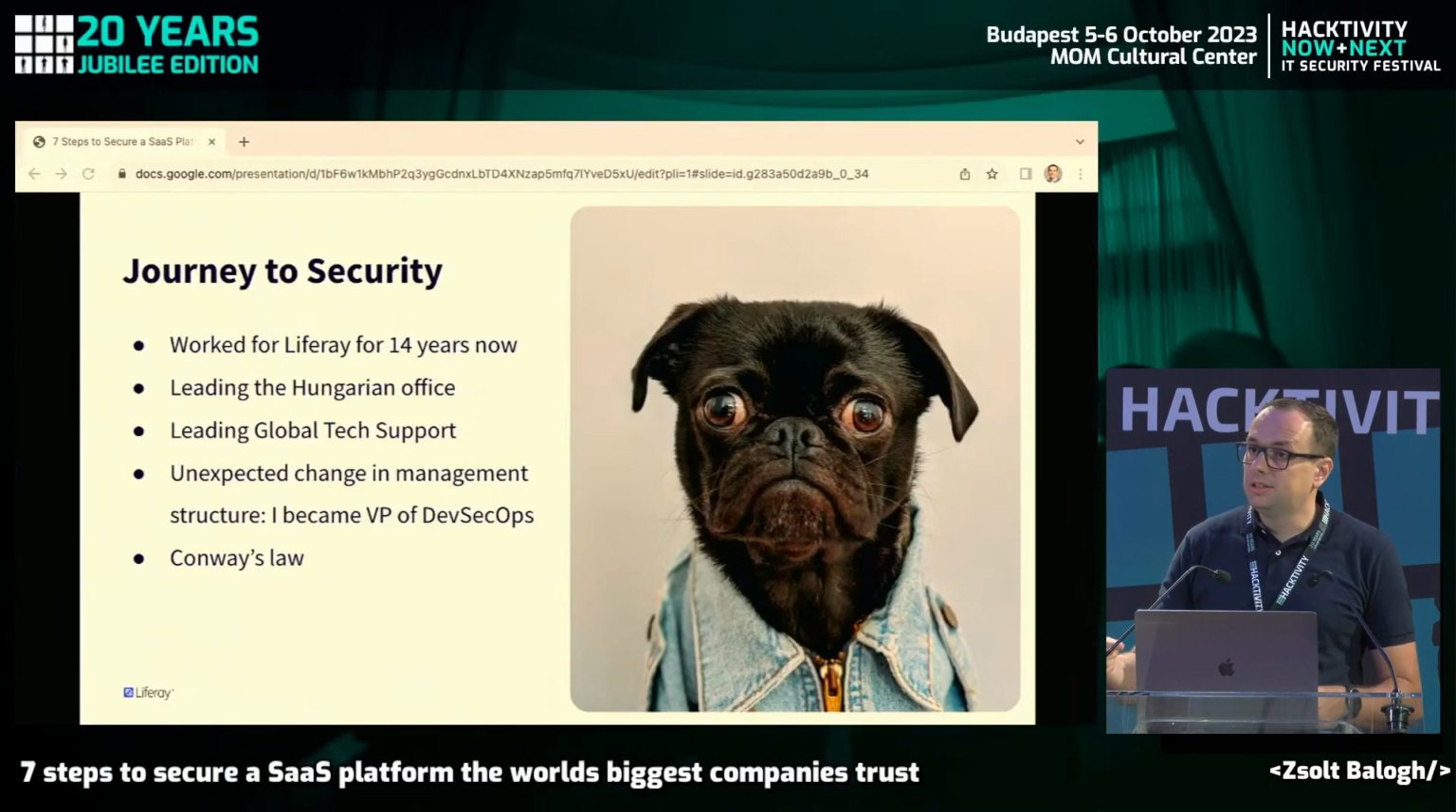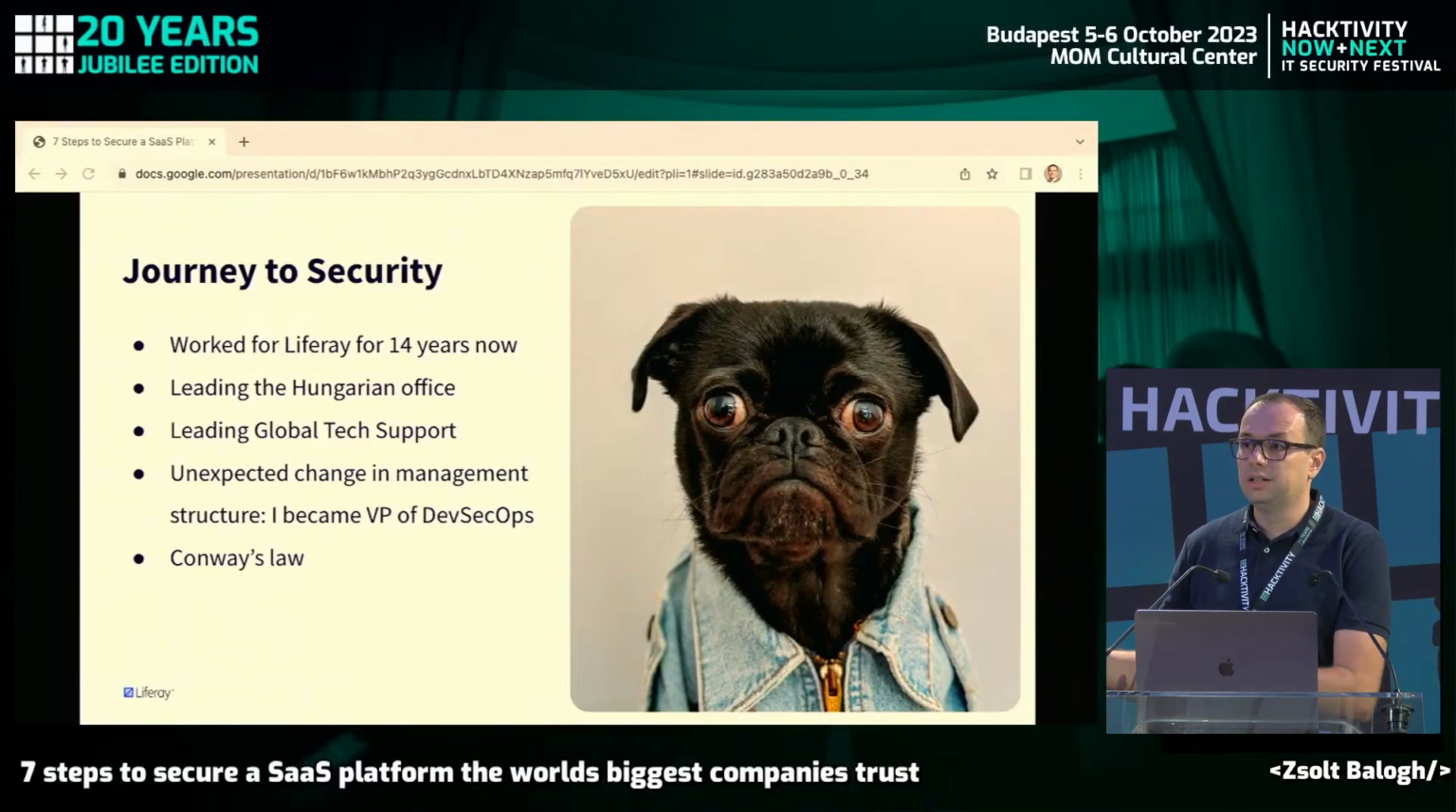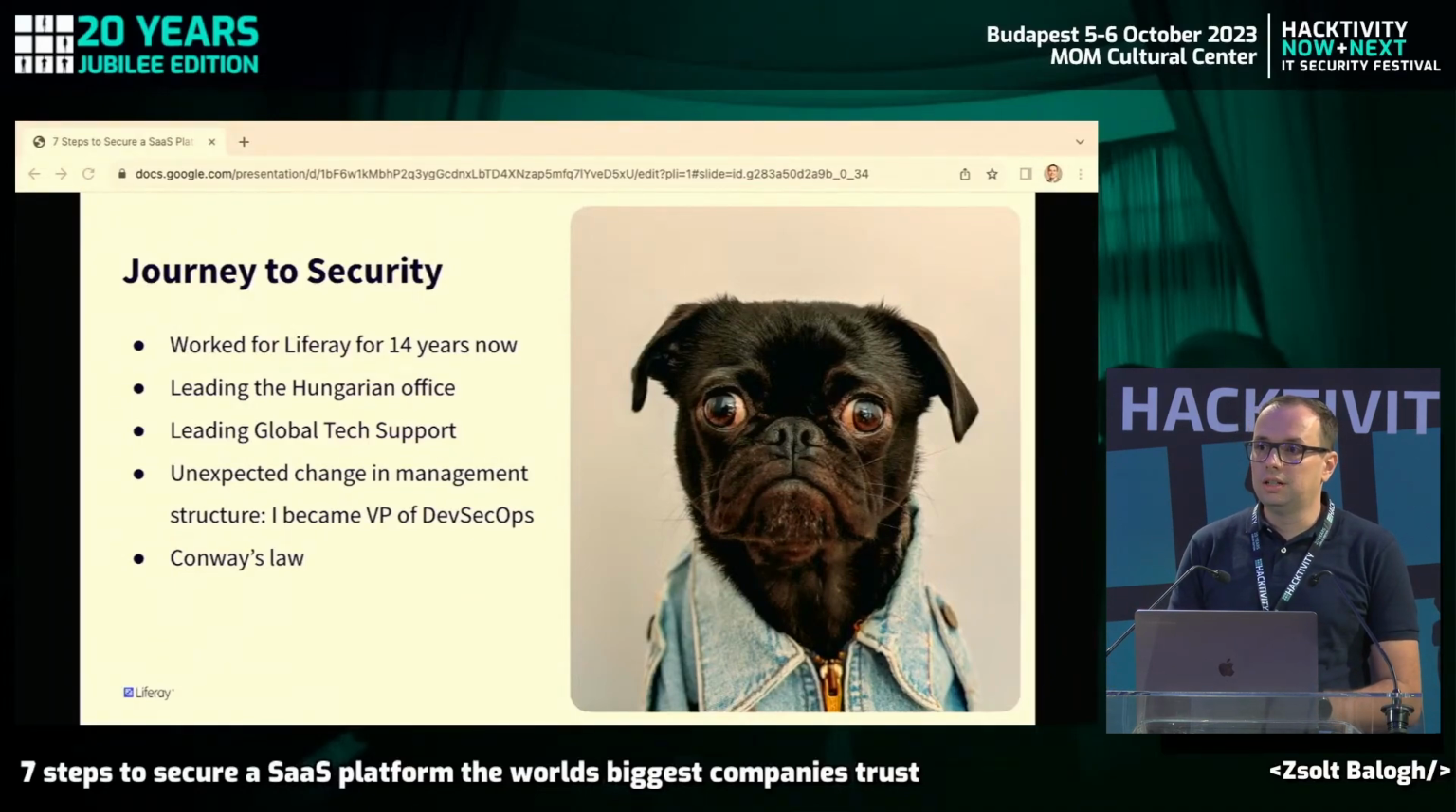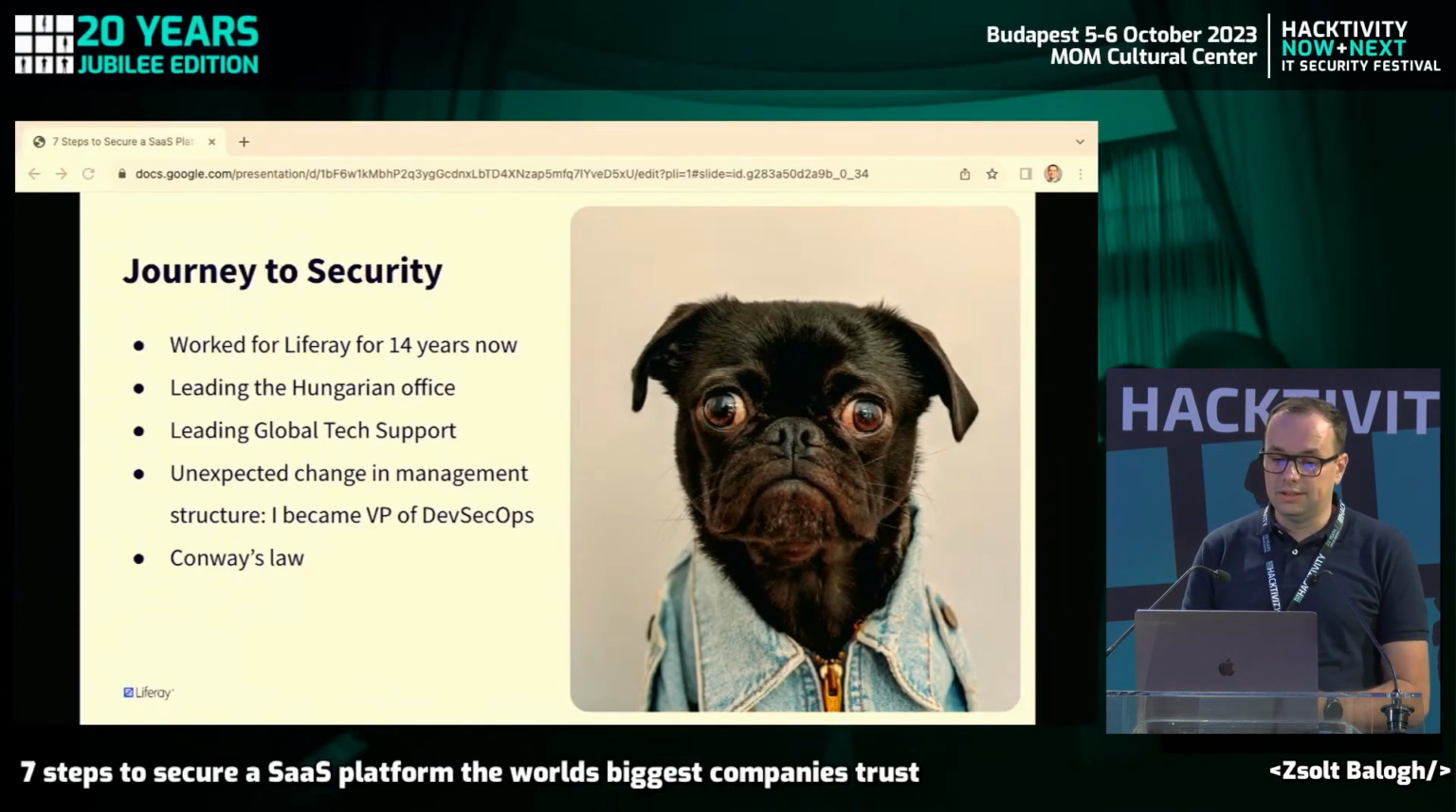But there was an unexpected change in management, and the C-level, the board basically asked me to become the vice president of DevSecOps before actually DevSecOps was cool. And the reason for this was that they know Conway's law. Basically, your communication structure defines your product and your services. And the board knew that we want to start our SaaS journey, and we wanted to make sure that we take security seriously while we are building out our SRE practices, our DevOps practices in the system.